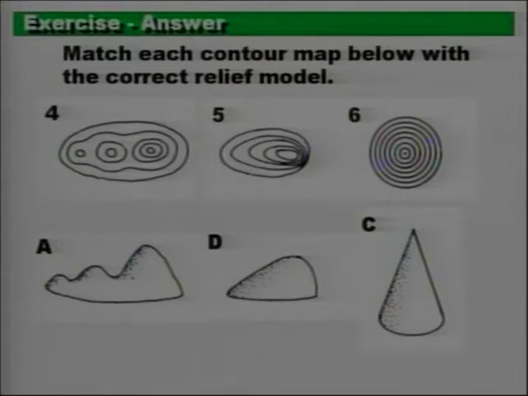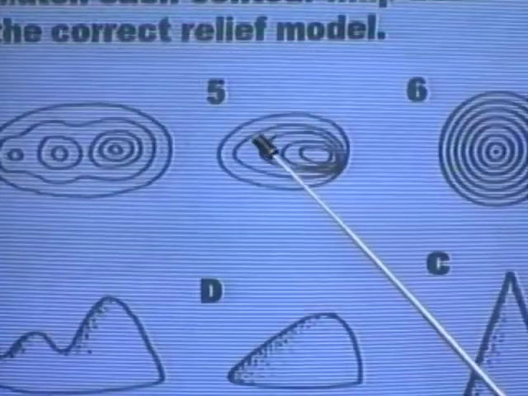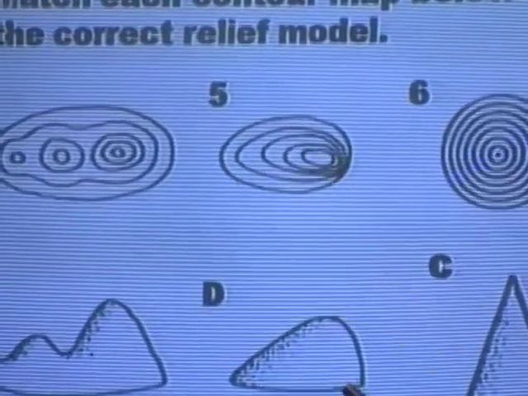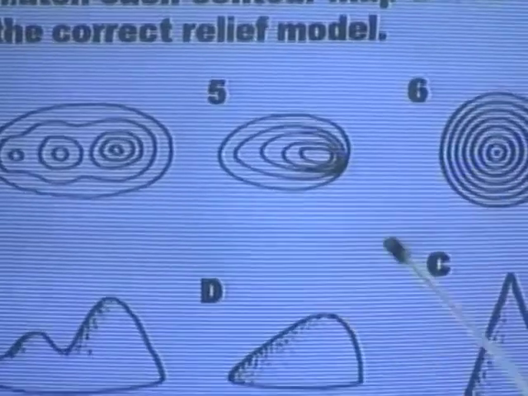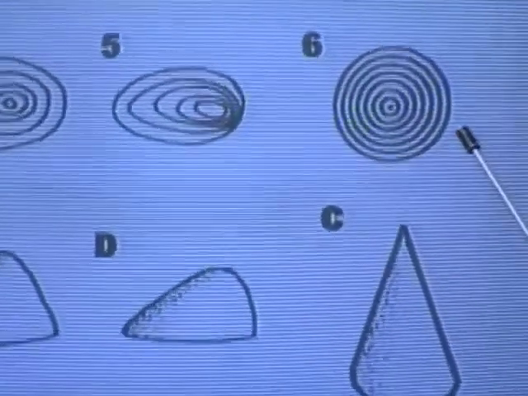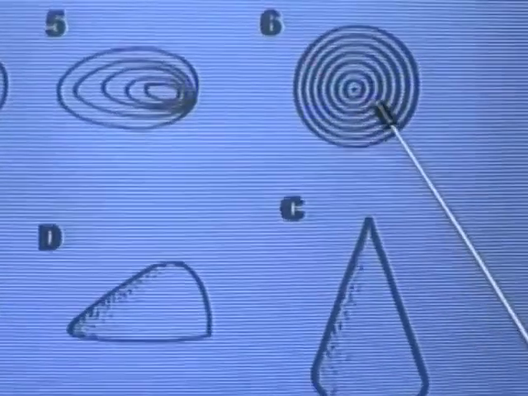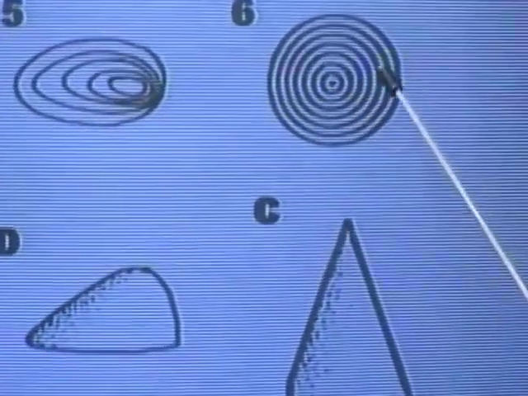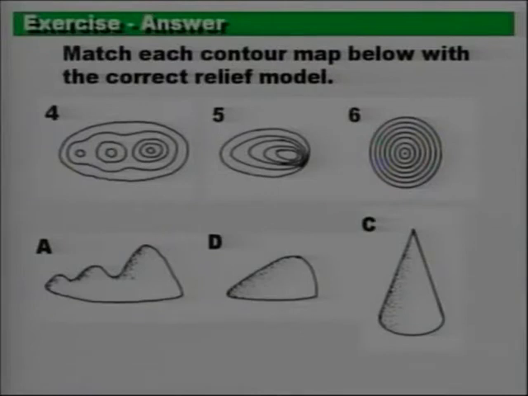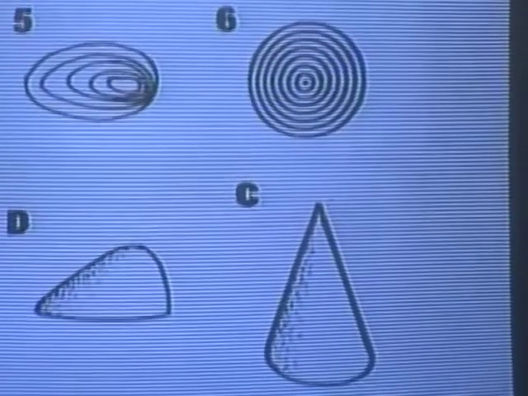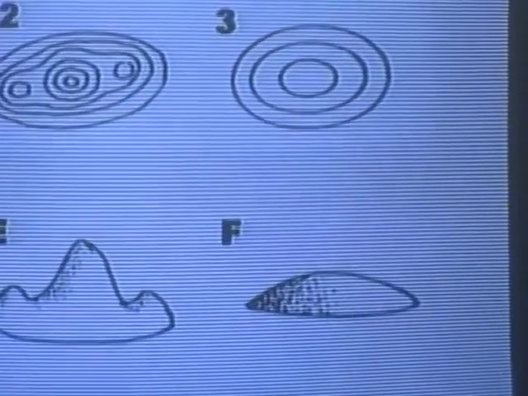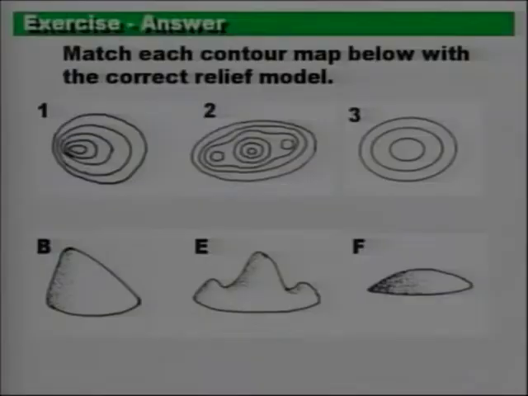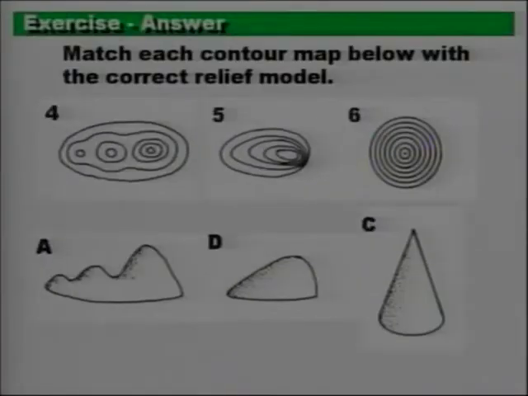Contour pattern 5 will go with D. Again, on the right side, contours are close together. On the left, they go further away from each other, so that will be represented by the model D. And finally, contour pattern 6, very nice circular contours close together, so you have a relief model feature like that of C to match with the pattern 6. So we'll go through the answers again. 1B, 2E, 3F, 4A, 5D, and 6C.